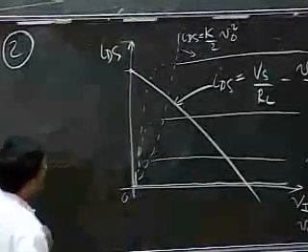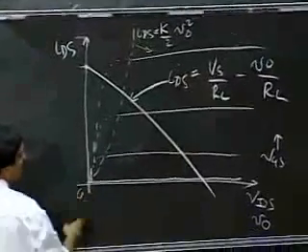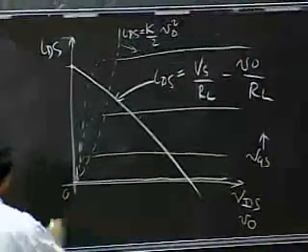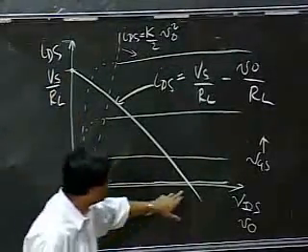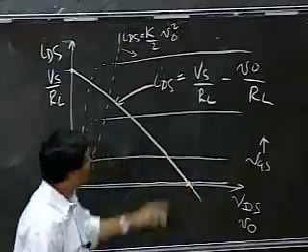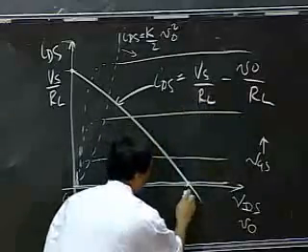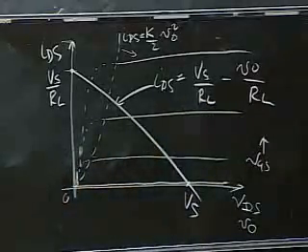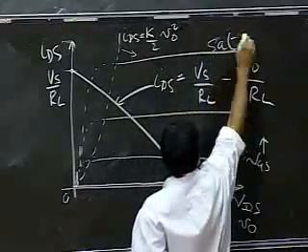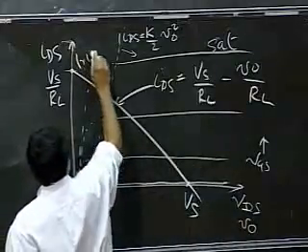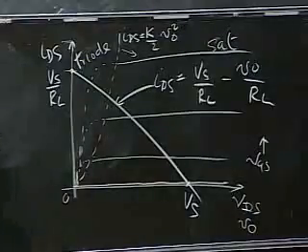And what's this point here? This point is when V naught is 0. So when V naught is 0, my IDS is simply VS divided by RL. And this point is obtained when IDS is 0. And under those conditions, VS and V naught are equal. So this is VS. Okay, so this is my saturation region, and this is the triode region.